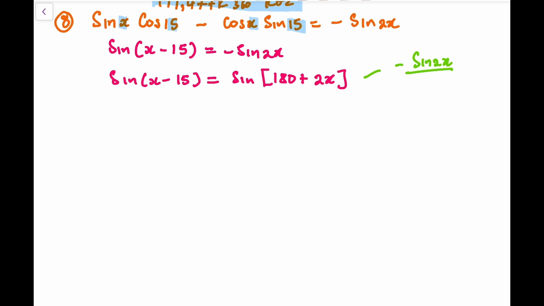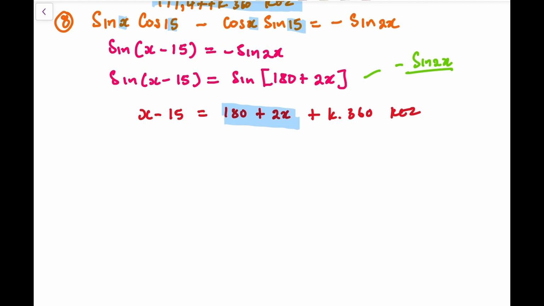Both sides, they are both positive now. We can write this as x minus 15 is equal to 180 plus 2x, and then plus k multiplied by 360, where k is an element of all integers. Okay, so now, this is your reference angle that we are going to work with going forward.